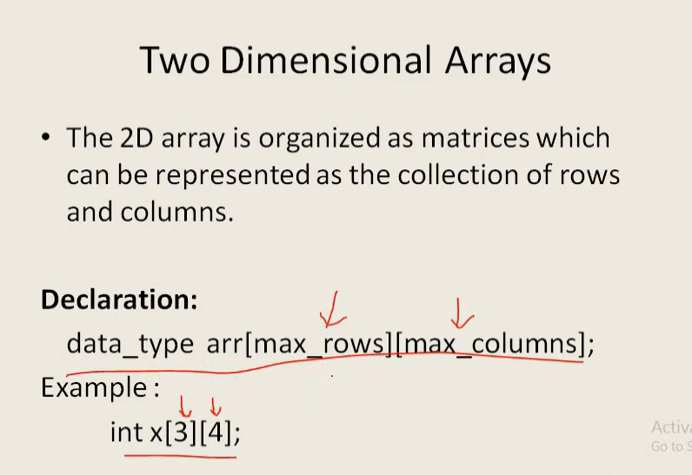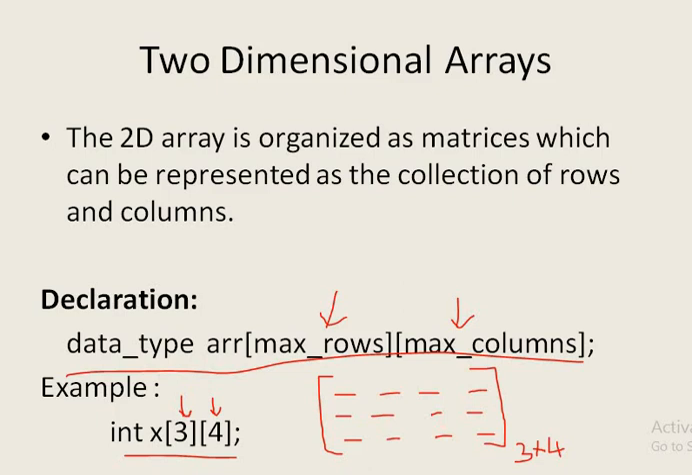So in a user's view, this can appear as a matrix which is having 3 rows and 4 columns. The first row will be having 4 different elements. The second row will also be having 4 different elements, and the third row will contain 4 different elements. So this is how this array looks like. So this is a 3 by 4 matrix. A 3 by 4 matrix will be having a maximum of 12 different elements in it.